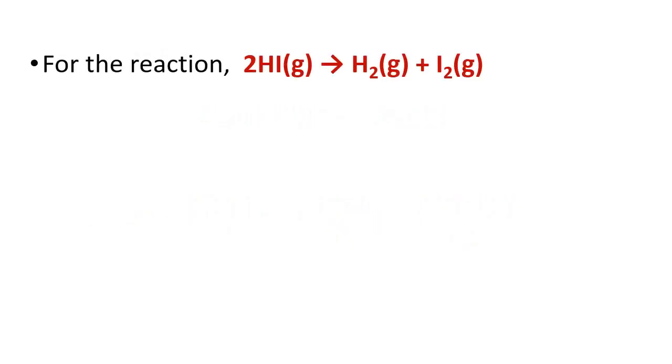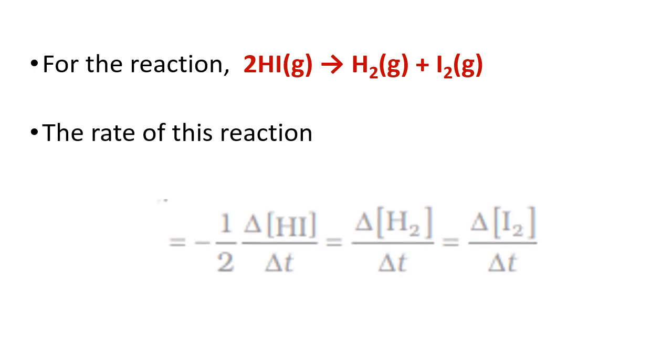For the reaction, 2 molecules of hydrogen iodide, 2HI, gives H2, which is a gas, plus I2, which is a gas. The rate of this reaction is given by rate is equal to minus 1 by 2 small change in concentration of HI with respect to change in time, which is equal to small change in concentration of hydrogen with respect to change in time, which is equal to small change in concentration of iodine with respect to change in time.